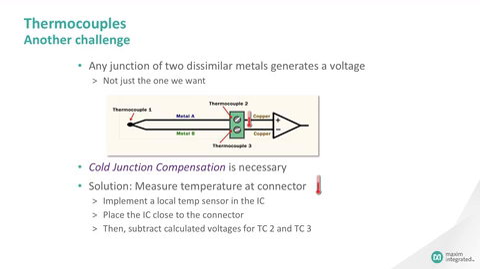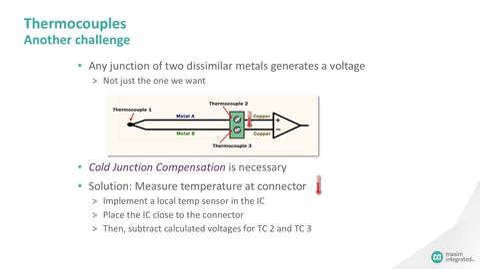However, if we look at the point where the two wires connect to the measuring circuit, we see that we have two additional junctions of two dissimilar metals. One is formed by the junction of metal A and the copper trace on the printed circuit board. The other is formed by the junction of metal B and another copper trace. Both these voltages will add to the voltage we want to measure, the voltage from thermocouple 1.